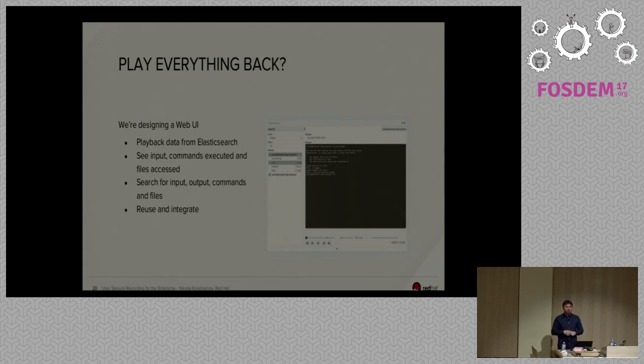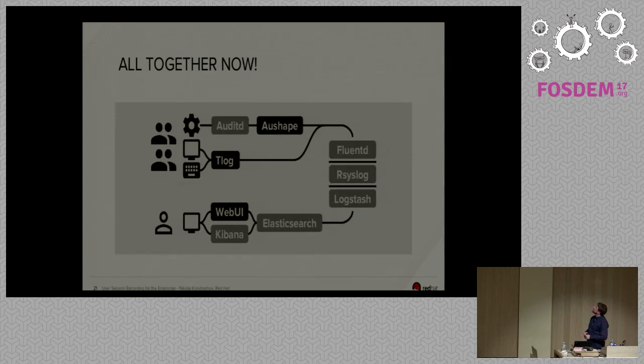We are trying to build it as a reusable web UI component so that you can use it in your own management solution and connect it to Elasticsearch. So a basic scheme is this. Basically, we have Tlog recording input and output, and the audit converter converting audit events. They are joining in the logs, and you can use any combination of rsyslog, Logstash, or Fluentd to forward that data to Elasticsearch. From there, you can view it in Kibana or in the upcoming web UI.